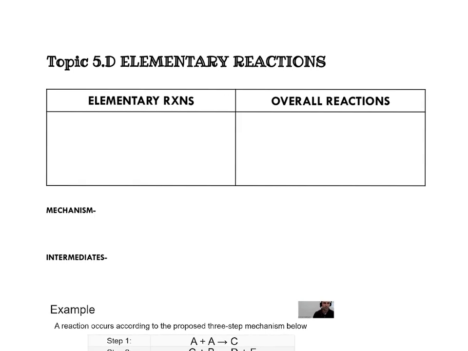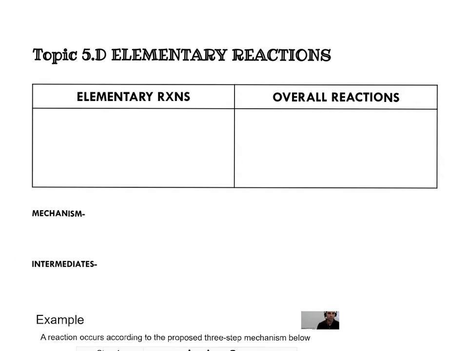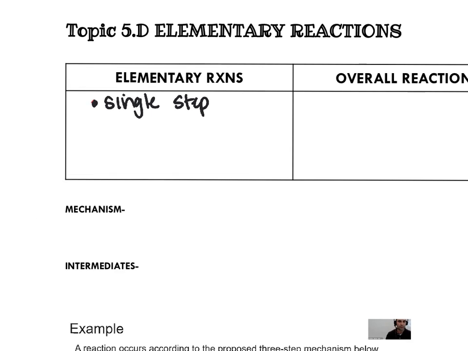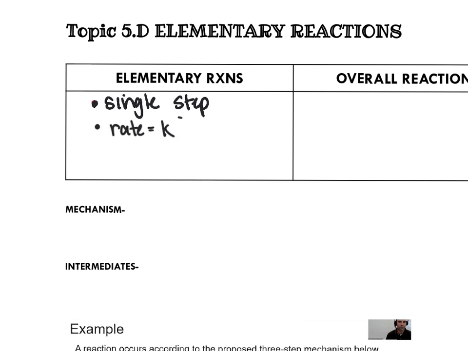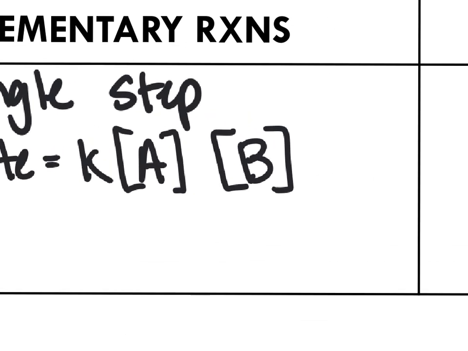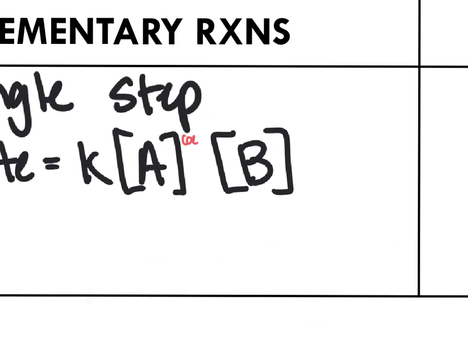So we're going to be looking at elementary reactions versus mechanisms a little bit. An elementary reaction is going to be a single step. In this elementary reaction, we're going to see that our rate expression would be rate equals k times A times B. And I'm going to zoom way in so that I can put the coefficients there.